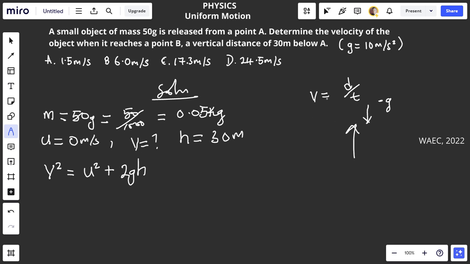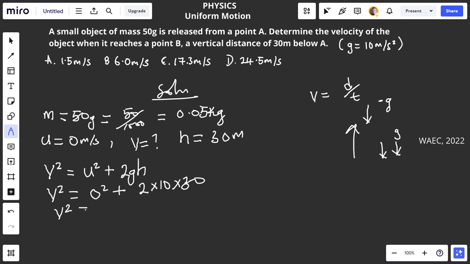But in this case, it was released from the top down. It was released. So gravity G is acting in the same direction as the motion. So that's why here is plus. So we substitute our parameters. V squared equals 0 squared plus 2 times 10 times 30.